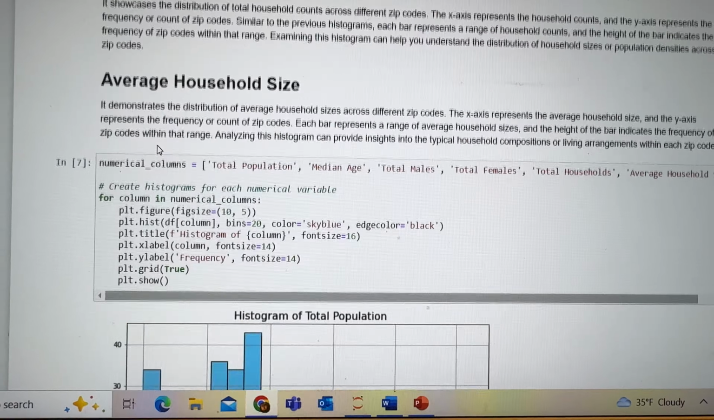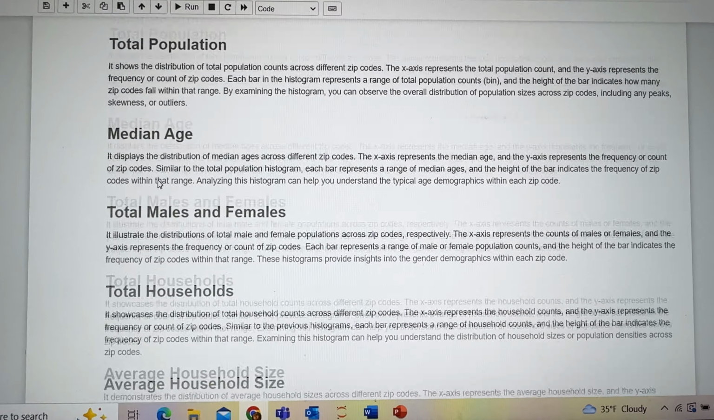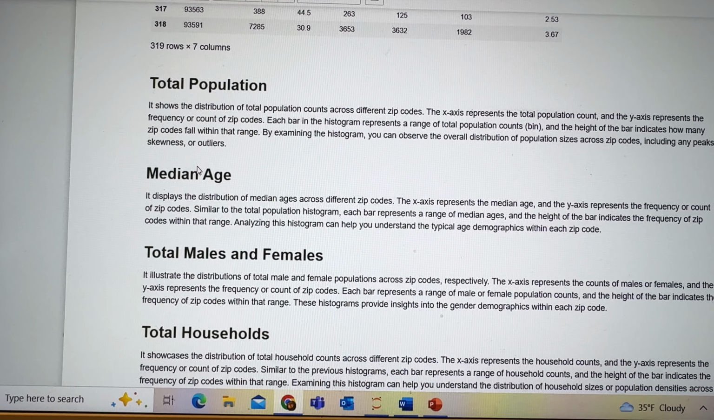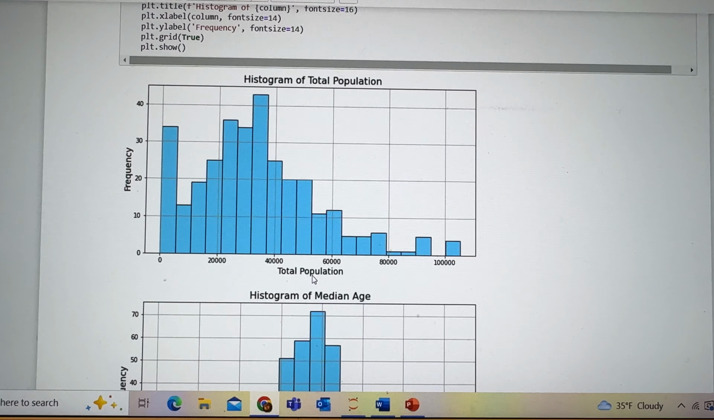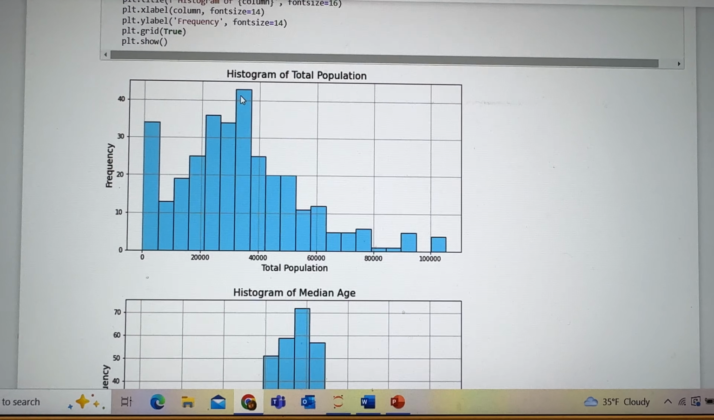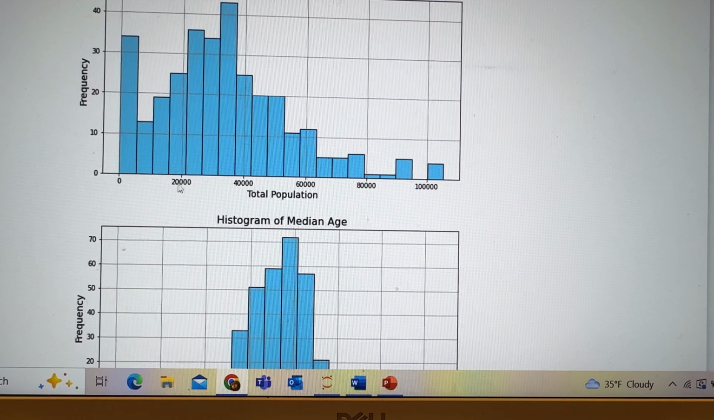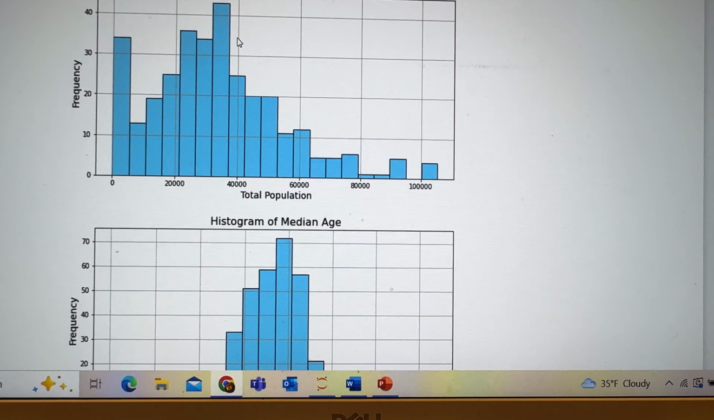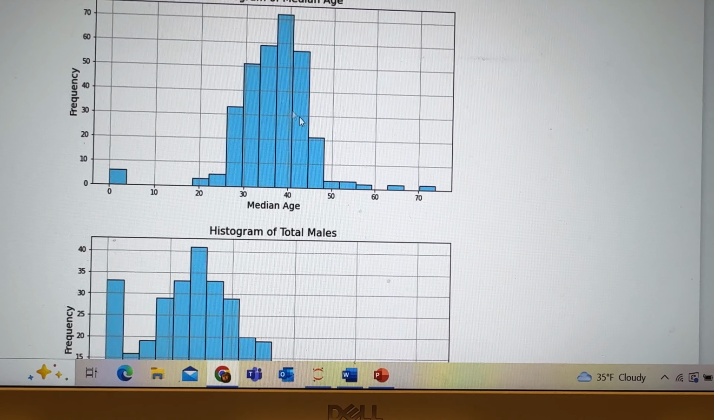And coming to the visualizations, firstly I have visualized the histogram plot for total population. The x-axis consists of total population and the y-axis the frequency. The height of the bar indicates the total number of zip codes in that particular range. Most of the zip codes fall in the 30,000 population range.